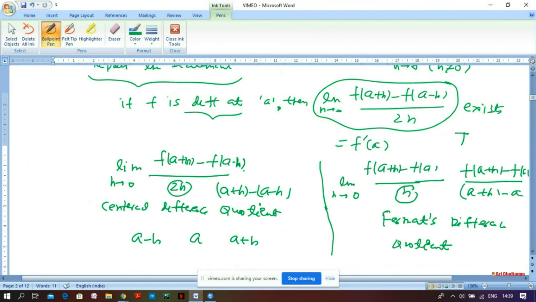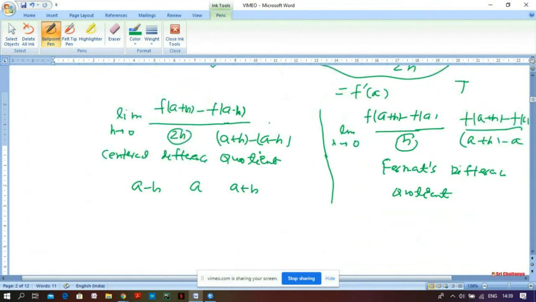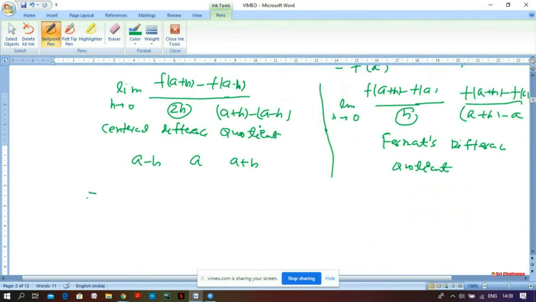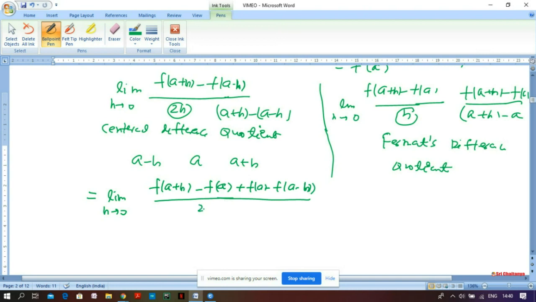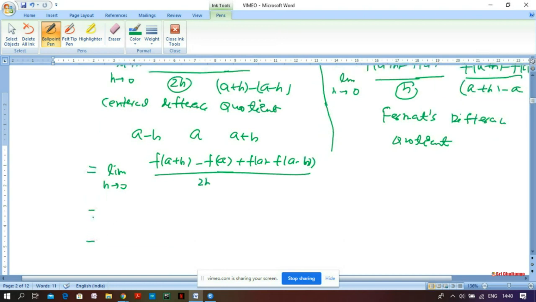So now we want to prove that if f prime a exists, then this centered difference quotient equals f prime a itself. So we'll play with it. Rather, we'll write limit h tends to 0. I subtract f of a, because that is the Fermat difference quotient. So I'll try to bring it in. So then we write f of a minus f of a minus h over 2h. And so I can write this cleverly as limit of h tends to 0.